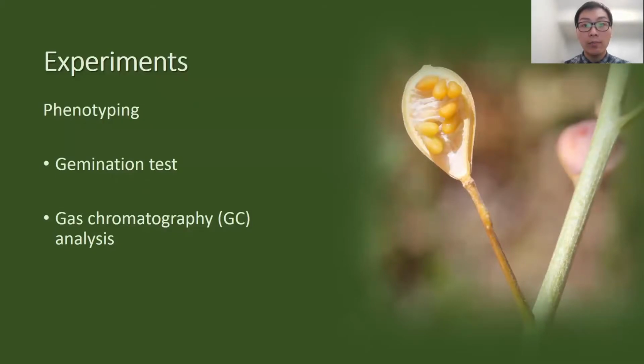Experiments in this project can be generally divided into 2 parts. The first part is phenotyping, and the second part is genotyping. For phenotyping, the 2 major experiments are the germination test and gas chromatography analysis.